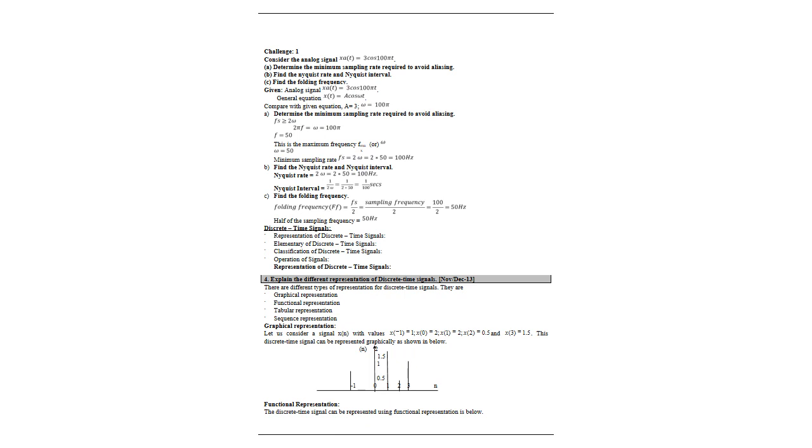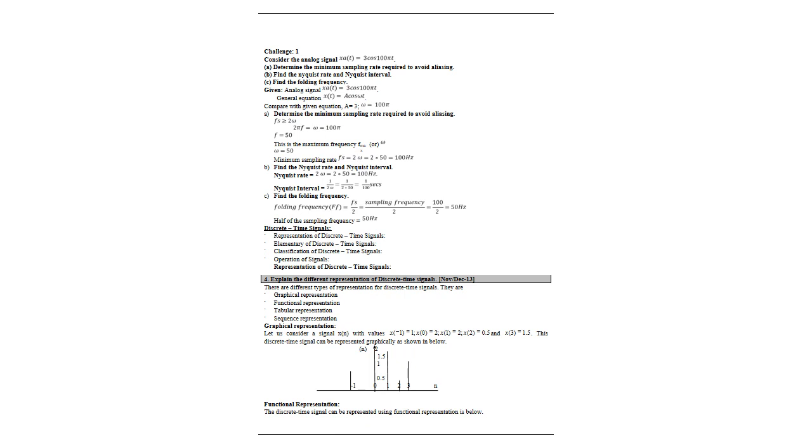Okay. The next question is to find the Nyquist rate and Nyquist interval. The Nyquist rate formula is 2 f, that is 2 into 50, that is 100 hertz. Nyquist interval is 1 by 2 f, that is 1 by 2 into 50, that is equal to 1 by 100 seconds. The third one is to find the folding frequency, that is fs by 2. So sampling frequency by 2, that is 100 by 2, is equal to 50 hertz. So half of the sampling frequency is 50 hertz.